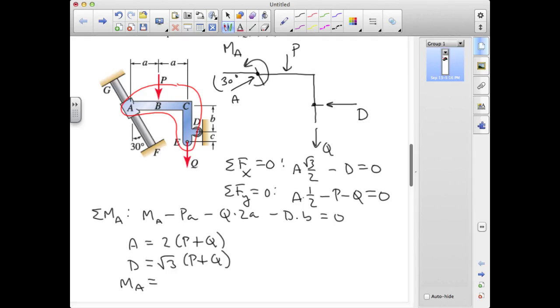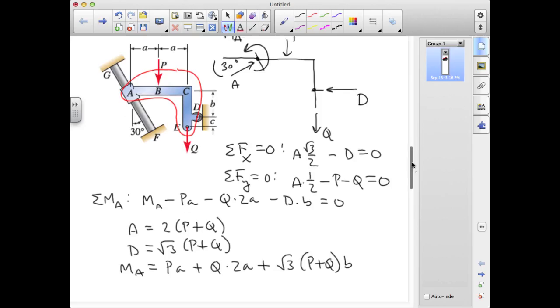And there I've got, moving things over to the right-hand side, P times little a plus Q times 2a plus D now, which is root 3 quantity P plus Q times little b. And if I like, I can rearrange that just a little bit in terms of the external forces P and Q respectively. So I have the moment reaction at A is external force P times the distance a plus root 3 b, and plus Q times 2a plus root 3 b.